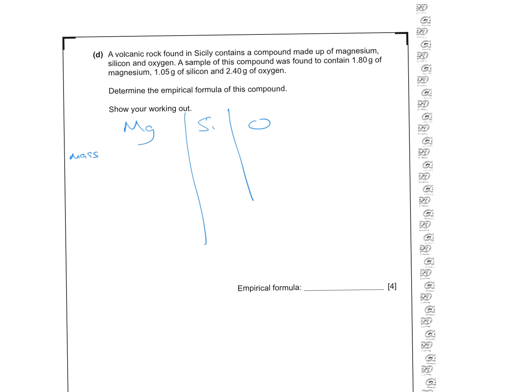So the mass of magnesium is 1.8, and to work out the moles I would divide by 24. Silicon has a mass of 1.05, divide that by the mass number, which is 28, and then the oxygen is 2.4 divided by 16. So the moles then will be 0.075. The silicon will be 0.0375, and oxygen is 0.15.